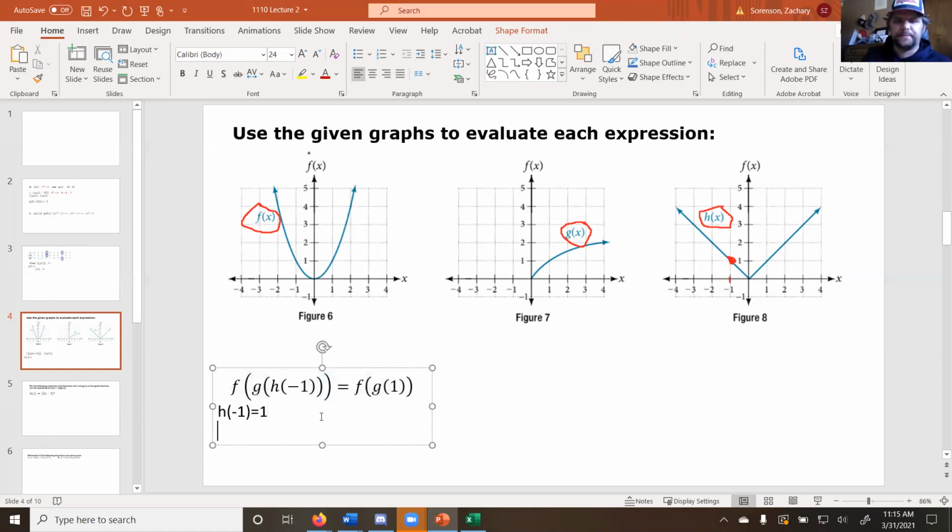So what do I do next? Would that be 1 again on the middle graph? Yeah, so we're looking at the middle graph. That's my g. I want to find g of 1. Here's where x is equal to 1. I trace it up to my graph. This also returns a value of 1. This doesn't seem like the most exciting example, but it gets the point across. So I know my g of 1 is also 1.